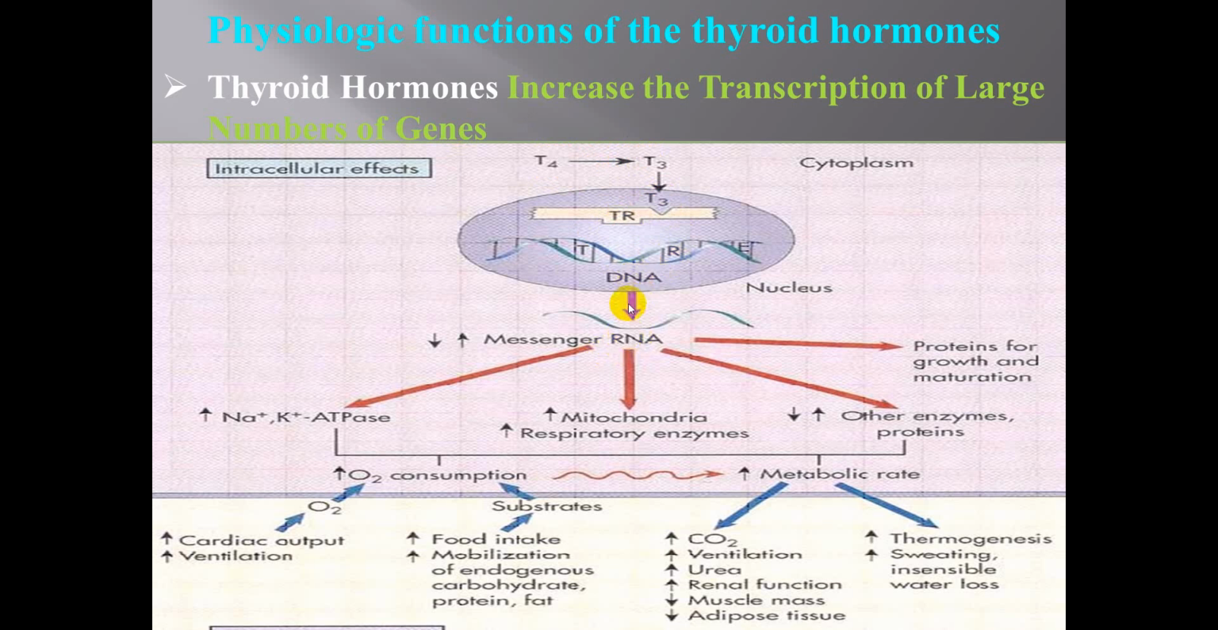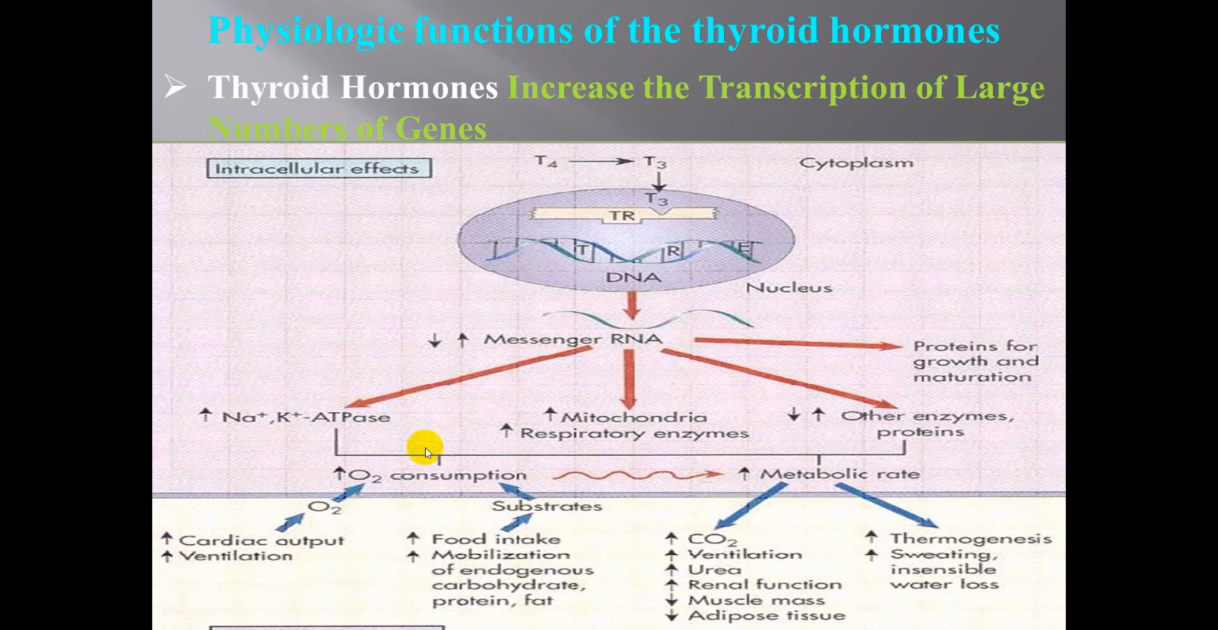الترانسكريبشن باستخدام ال DNA give RNA messenger RNA ومن ثم production of proteins. واضح، production of proteins, growth, maturation. Also used to increase or decrease other enzymes and proteins in mitochondria, increase mitochondria and respiratory enzymes, والـ ATPase sodium potassium pump, ATPase increase this pump. وهذه very important pump, most of action potential depend on this pump of all tissues.